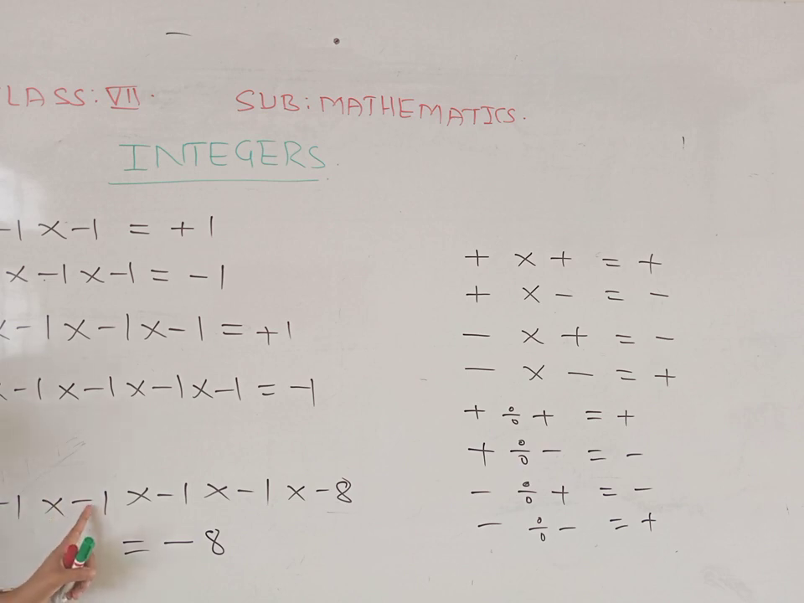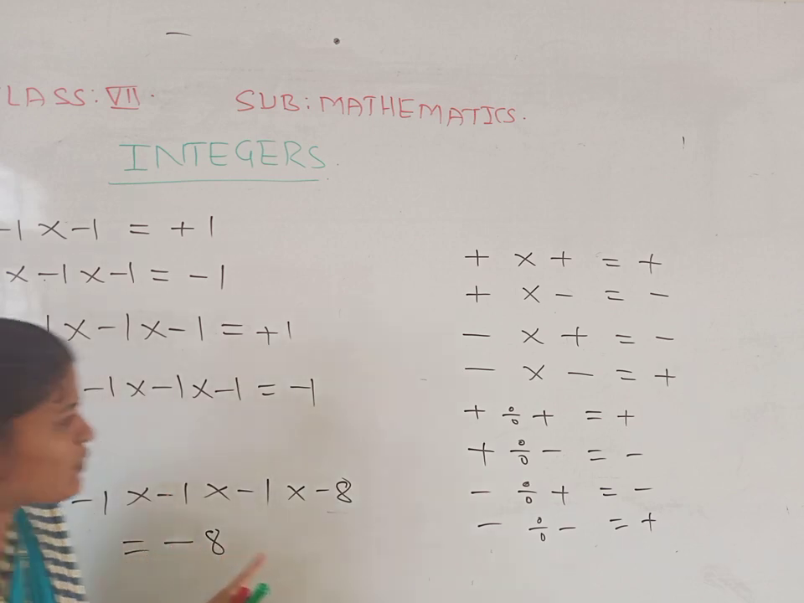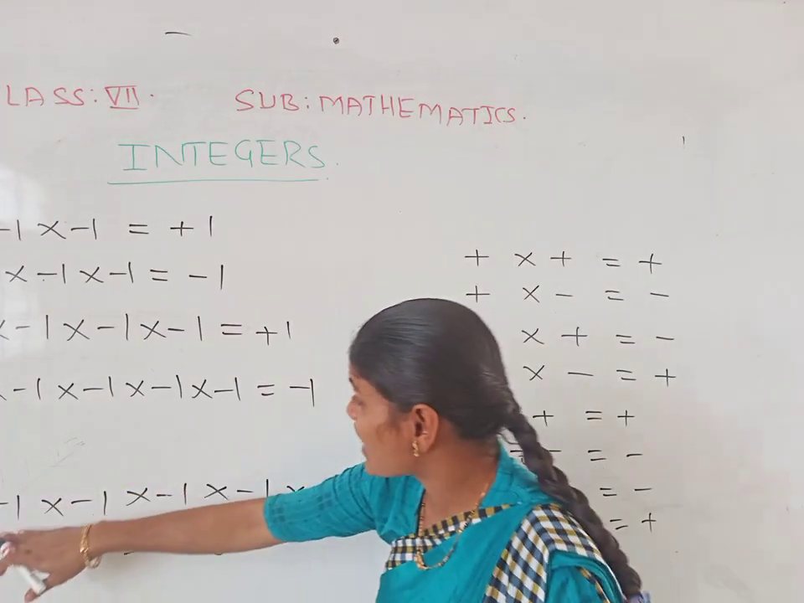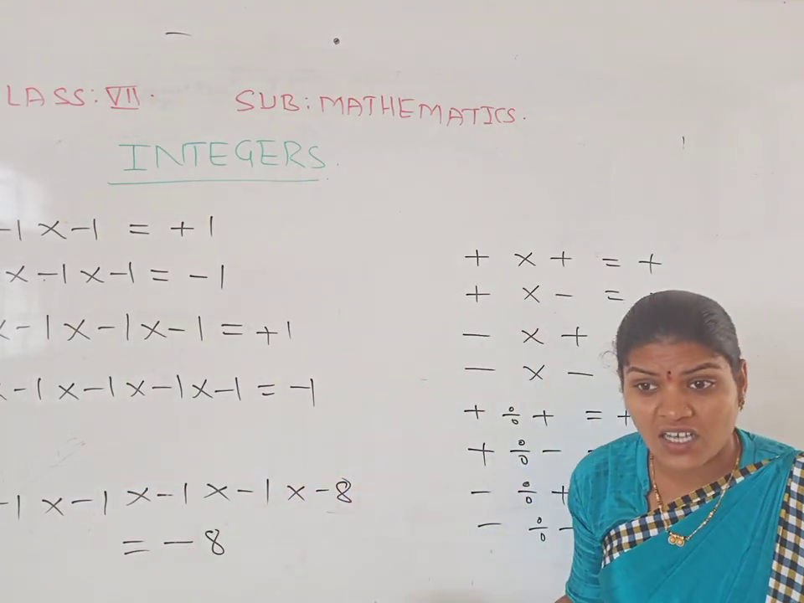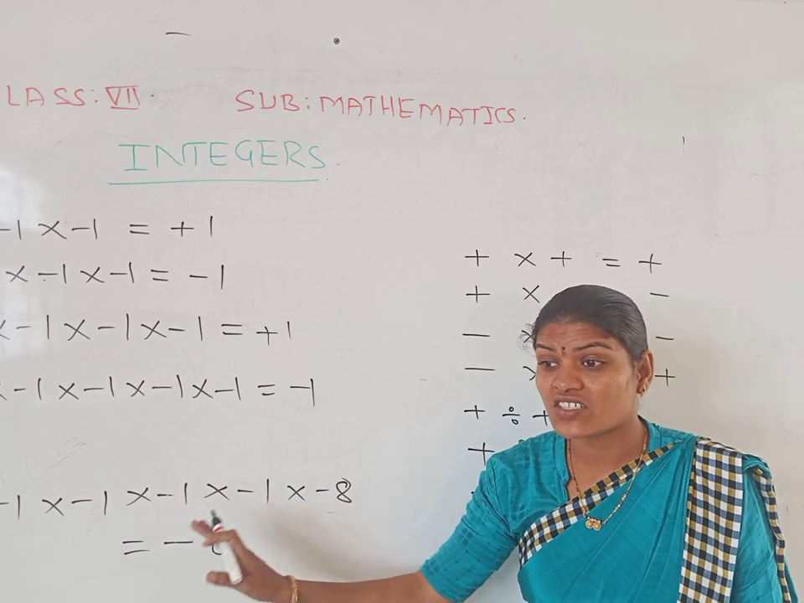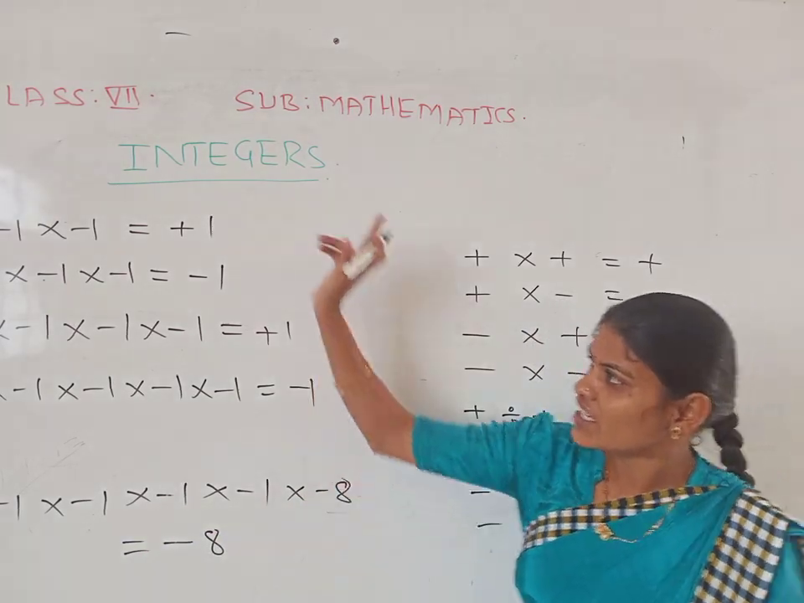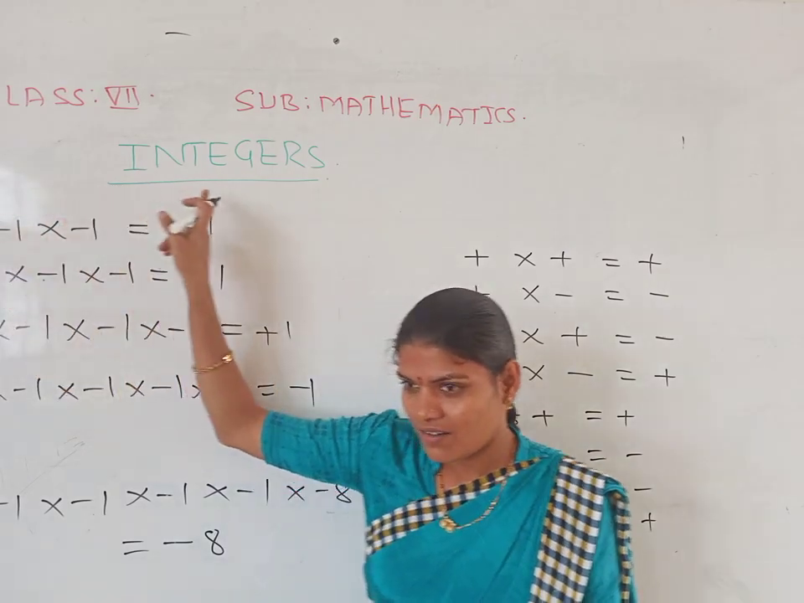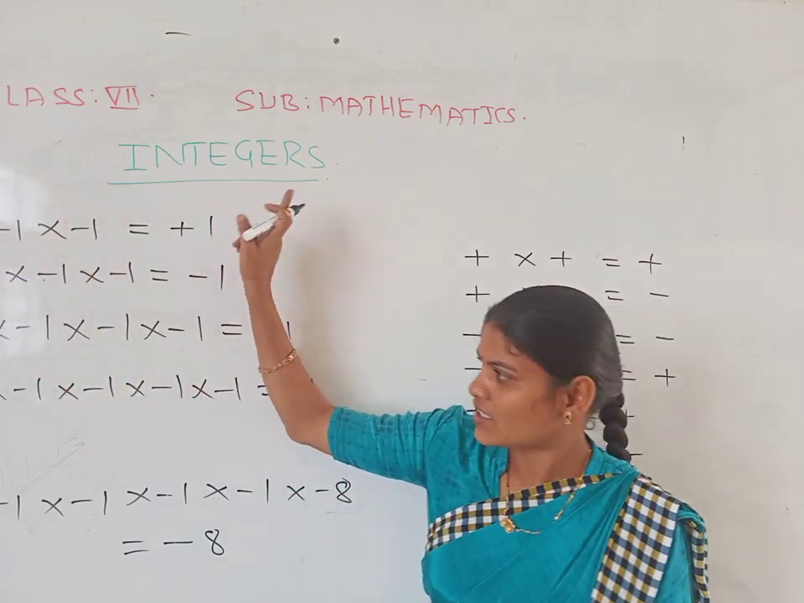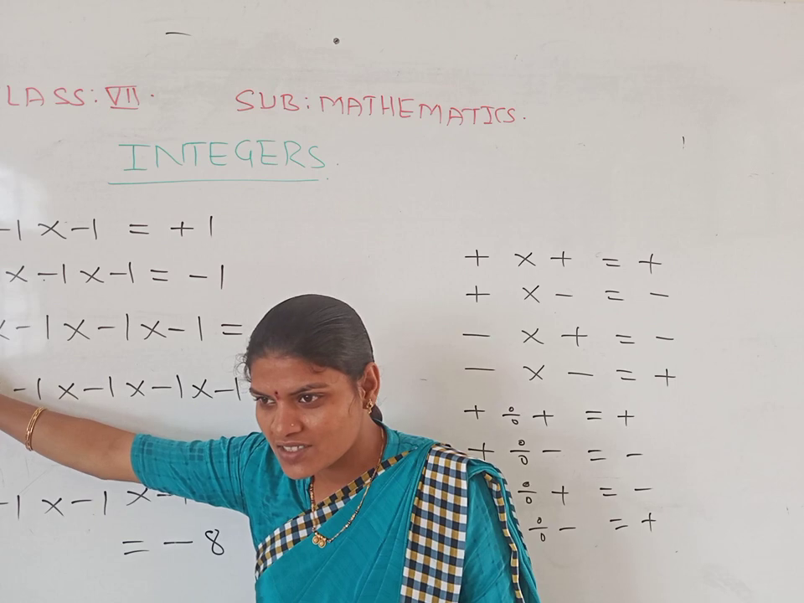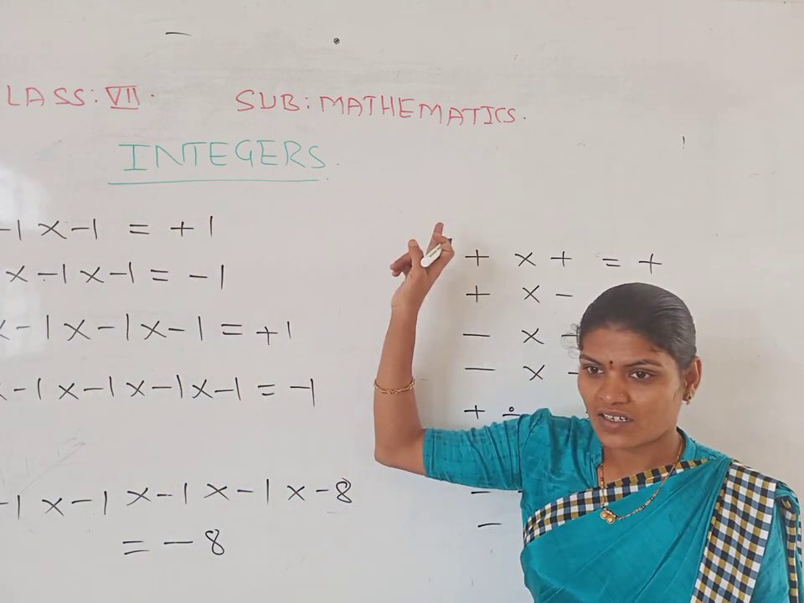This time you cannot count step by step: minus into minus is plus, it will be plus 3. Next, plus into minus, minus into minus 3. Please don't do like that, you may get confused. So for that purpose, what we have to do? Just observe how many times the negative integers occur here. If the negative integers are in an even number of times, your answer is positive. If in an odd number of times, your answer is negative.